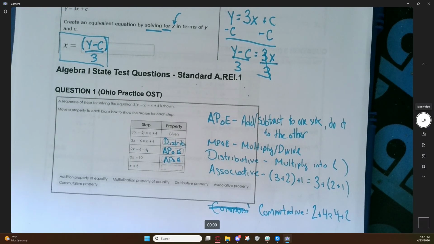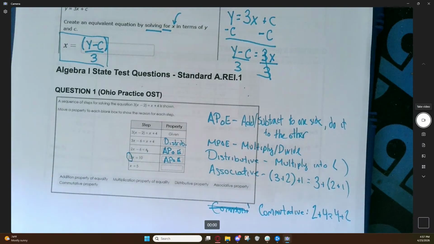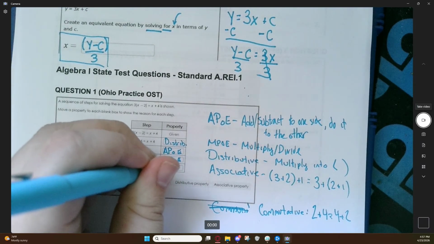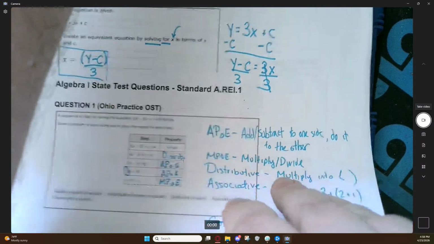And finally, we go from 2x equals 10 to x equals 5. The 2 went away, and it looks like the 10 was divided by 2. So this would be the multiplication property of equality. Anytime you use a standard equation solving technique, most of the time it'll either be addition property of equality or multiplication property of equality. So stick with that.